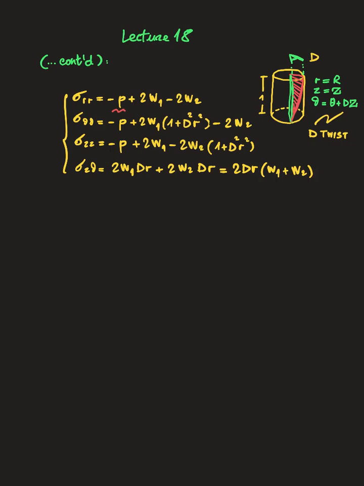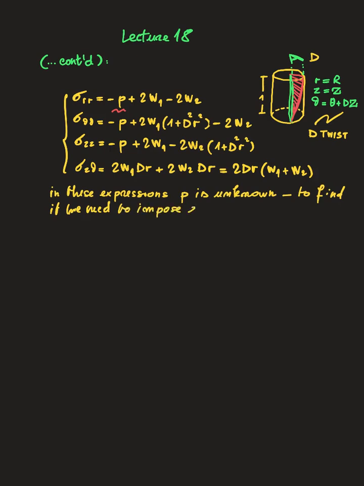and for this reason we have to impose equilibrium. So let us impose equilibrium. In these expressions, P is unknown, and to find it we need to impose equilibrium. How do we impose equilibrium?